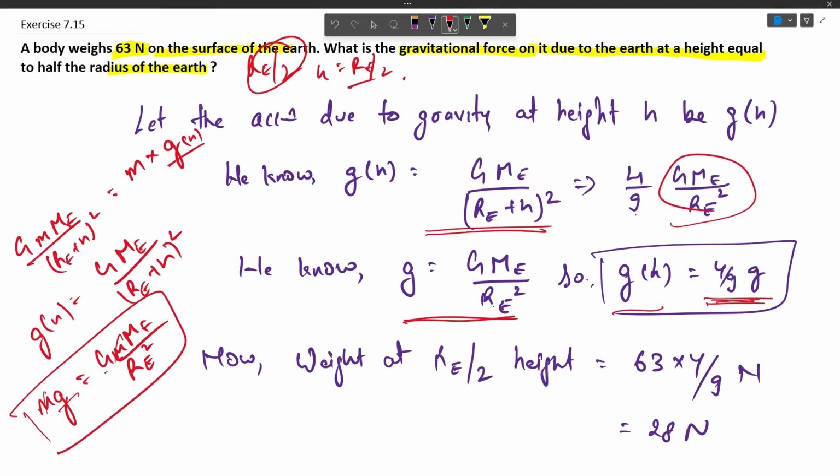So if the acceleration due to gravity at height h equals 4 by 9 times the acceleration due to gravity at the surface of Earth, that's how we can relate the weight of the body at height Re by 2, and that will be equal to 4 by 9 times the weight of that body on the surface of Earth. So it is calculated to be about 28 newtons. Thank you.